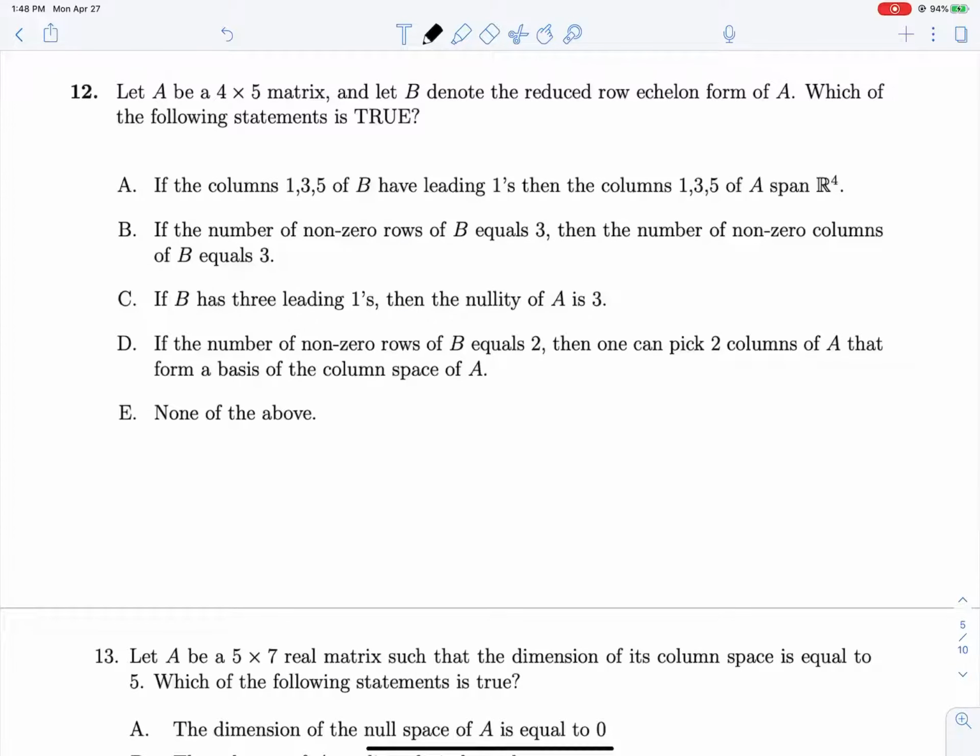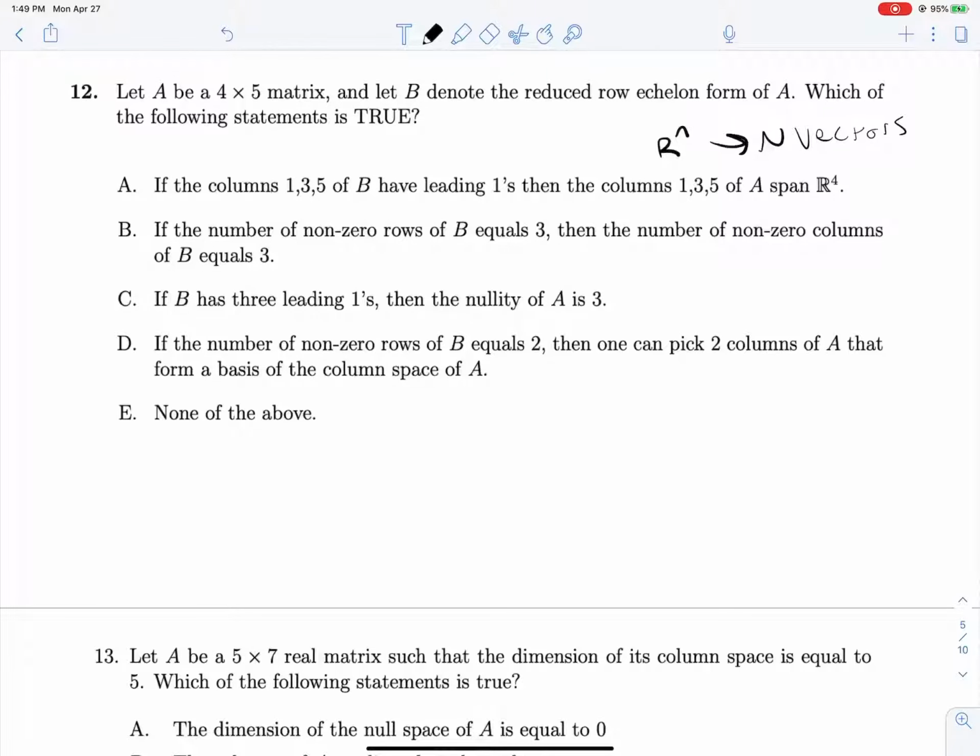12. Let A be a 4 by 5 matrix and let B denote the reduced row echelon form of A. Which of the following statements is true? If the columns 1, 3, 5 of B have leading ones, then the columns 1, 3, 5 of A span R4. So the spanning set theorem, which is something I keep referencing without completely being sure if that's actually the correct one to be talking about, but we have some theorem that says that the fewest number of vectors needed to span R^n is n vectors.